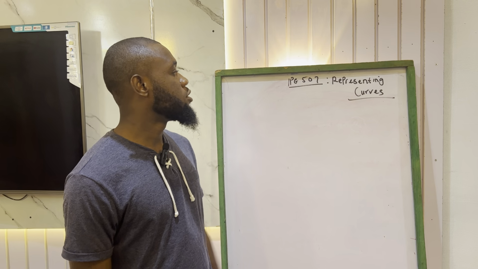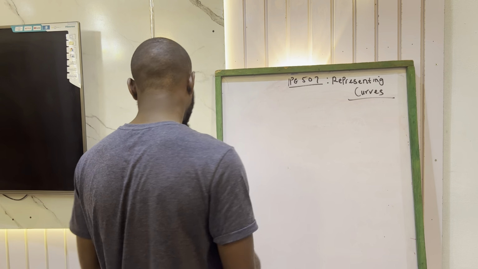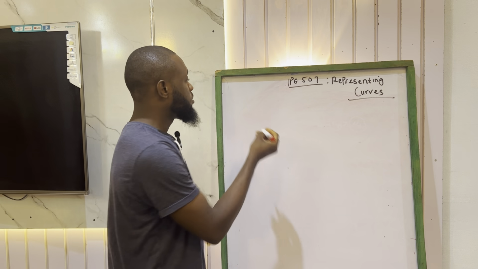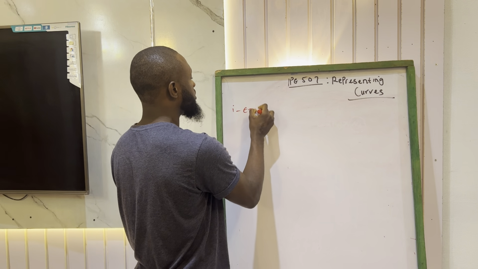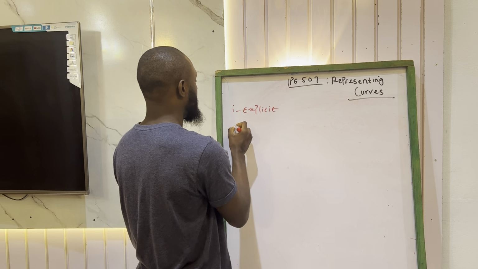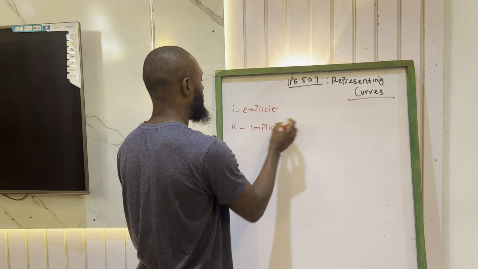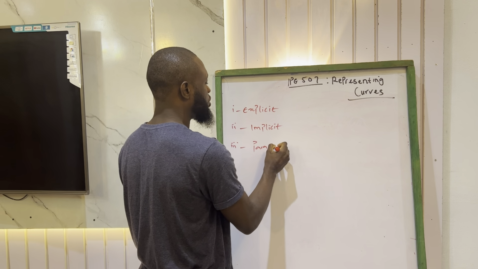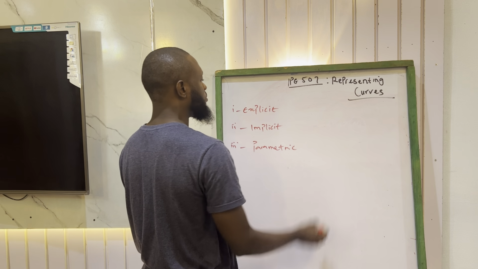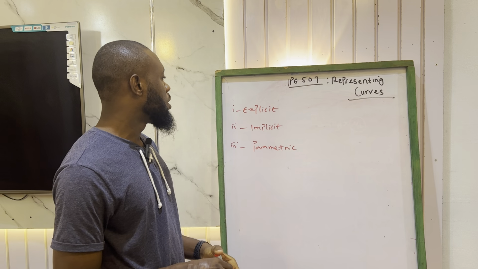So today we'll be talking about representing curves, right? There are majorly three forms of representing curves. We have the explicit, we have the implicit, and we have the parametric form. These are the three forms of expressing a curve.